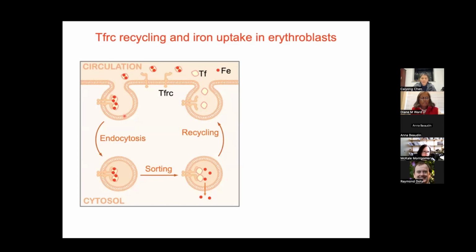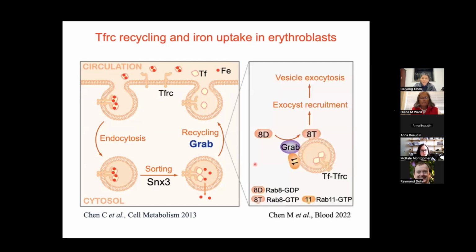When I was a postdoc in Barry Paw's lab, we identified a trafficking molecule called sorting nexin 3, or SNX3, that can facilitate the trafficking of the transferrin complex from early endosomes to maturing and recycling endosomes. And more recently, we found another trafficking molecule called GRAF, which is a guanine nucleotide exchange factor that can mediate or facilitate the recycling of the transferrin complex from recycling endosomes back to the cell surface.